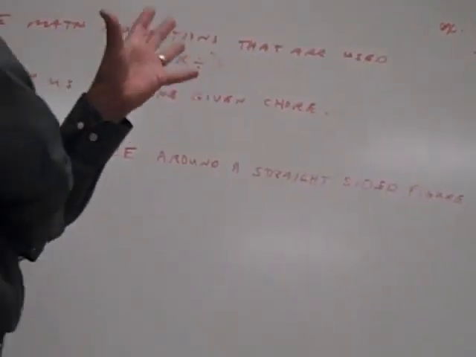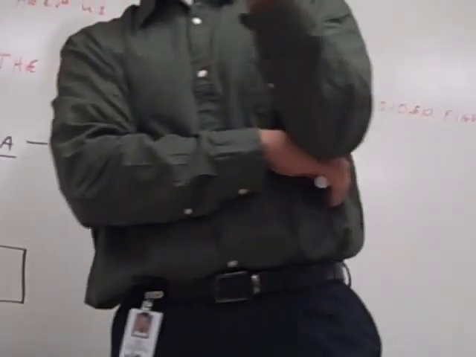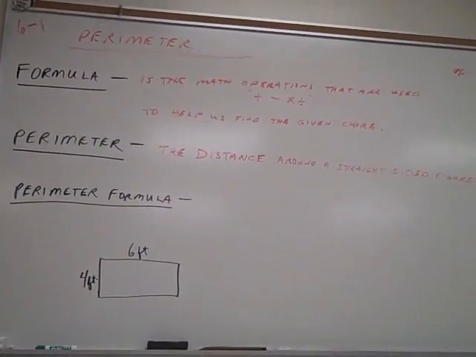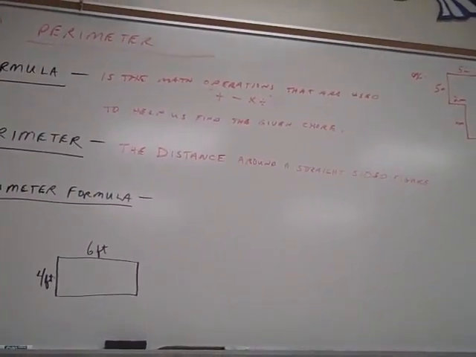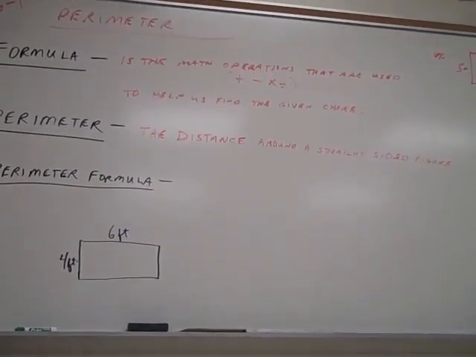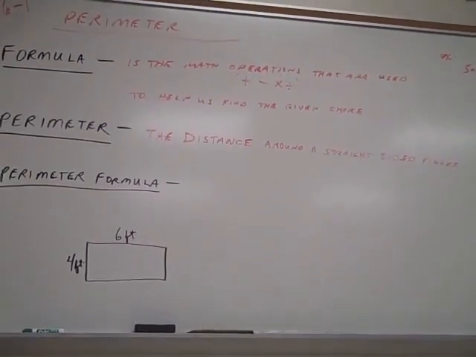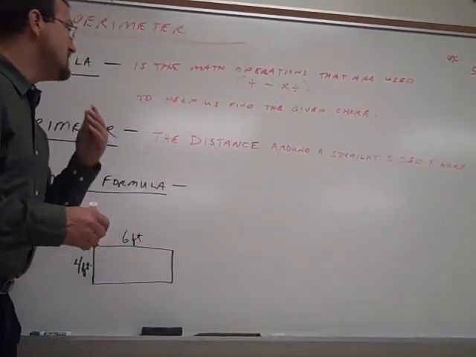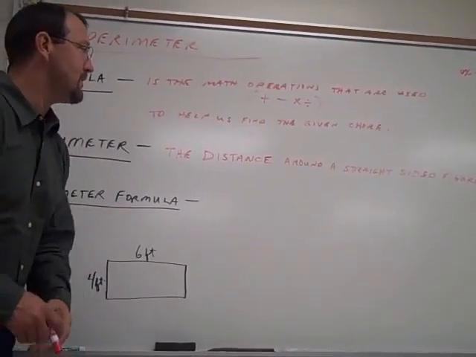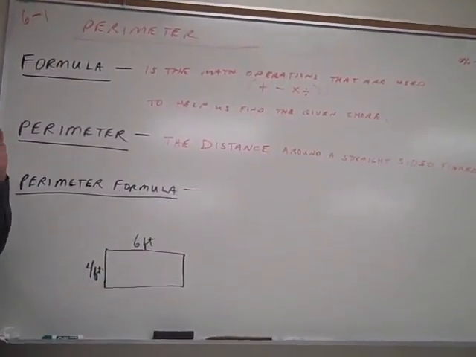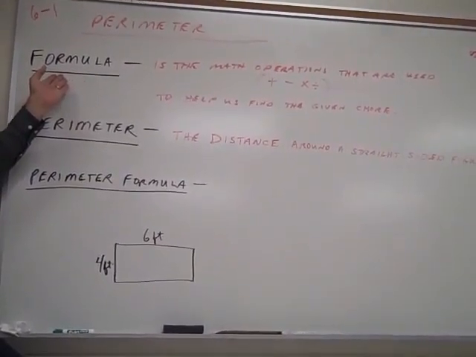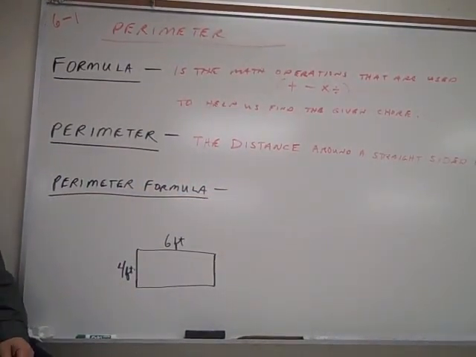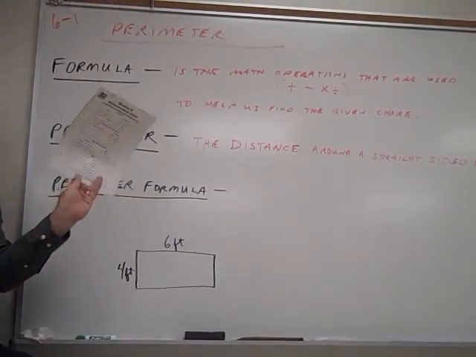But if we have a straight-sided figure, a triangle, an octagon, a pentagon, a rectangle, a parallelogram, trapezoid, straight-sided figures, you can find the perimeter of it. You can find the distance around it. Something that has angles in it. Straight-sided and has angles. So the perimeter is the distance around a straight-sided figure. To find that distance, we use a formula. So our perimeter formula we're going to write here. What is this? You recognize this bad boy?